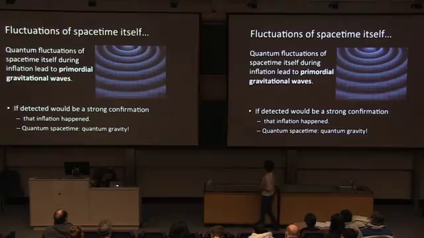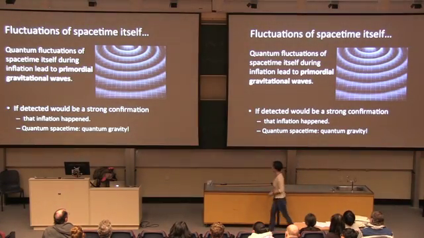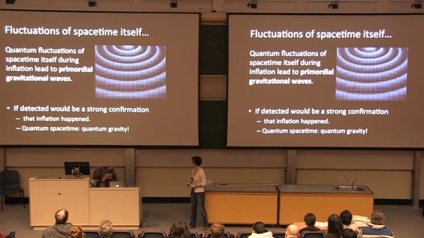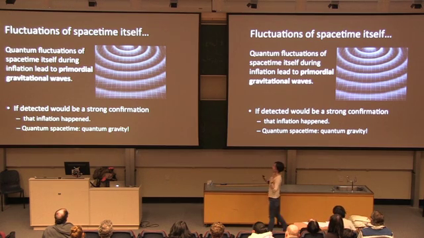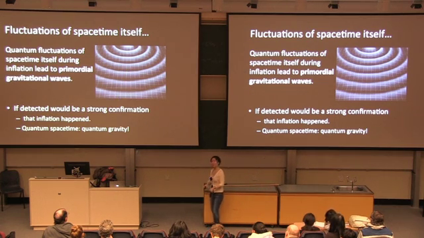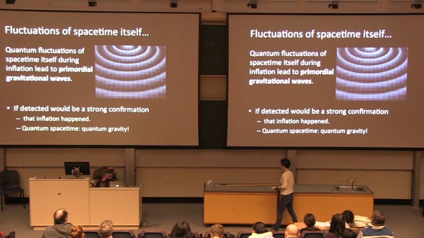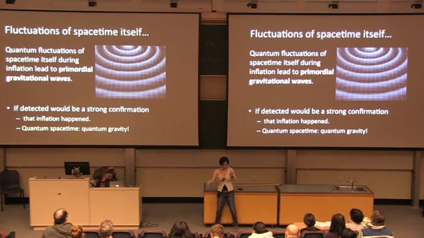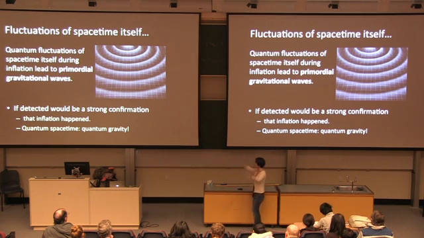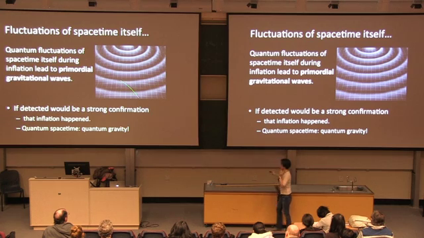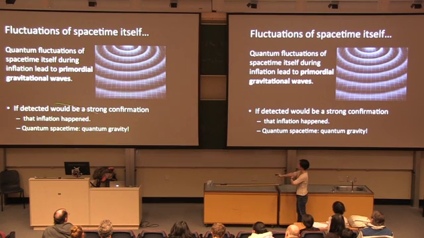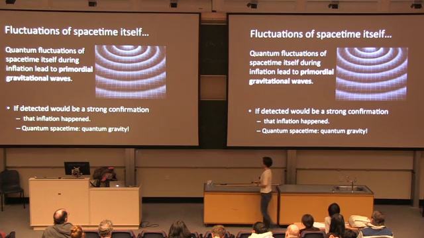Another really interesting thing that comes along with inflation theory is the possibility of fluctuation of space-time itself. If you have a theory of quantum gravity, so that you can actually quantize space-time, then you can talk about quantum fluctuations of space-time itself. During inflation, the expansion is going to stretch these fluctuations out to very, very large length scales, and that ends up possibly being observed as primordial gravitational waves. That's really exciting, because if you manage to detect these primordial gravitational waves, it would be a really strong confirmation that, A, inflation happened, and B, you do have a quantum space-time, and therefore a quantum theory of gravity.